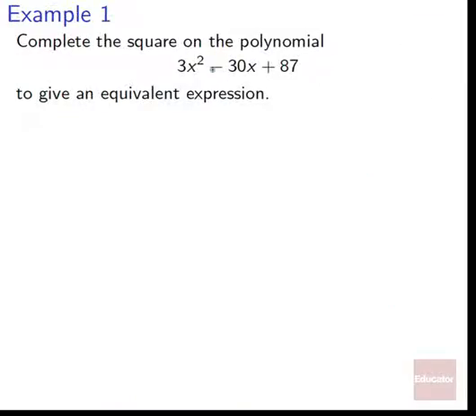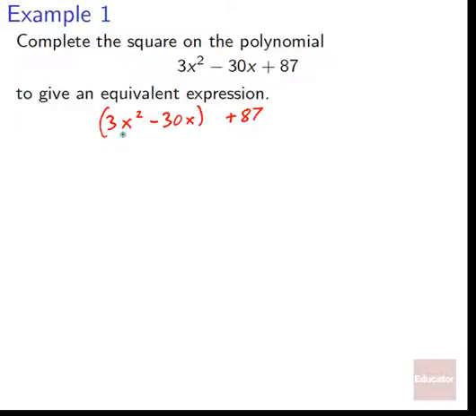All right, we're ready for some examples. Complete the square on the polynomial 3x squared minus 30x plus 87 to give an equivalent expression. Now, we didn't formally talk about completing the square when it wasn't equal to 0, but we can follow the exact same method. 3x squared minus 30x plus 87. First thing we do is we want to sort of look at that 87 as being off on the side. It's still part of the expression, but it's not what we really want to work with fundamentally.